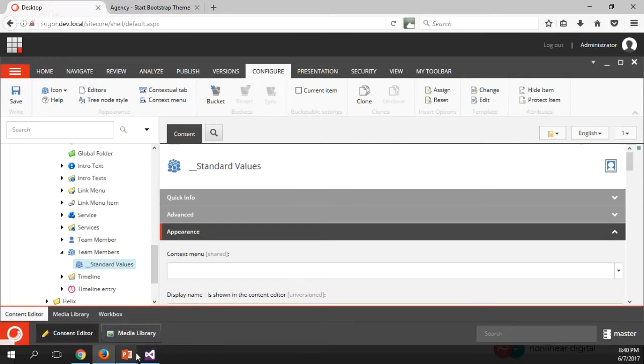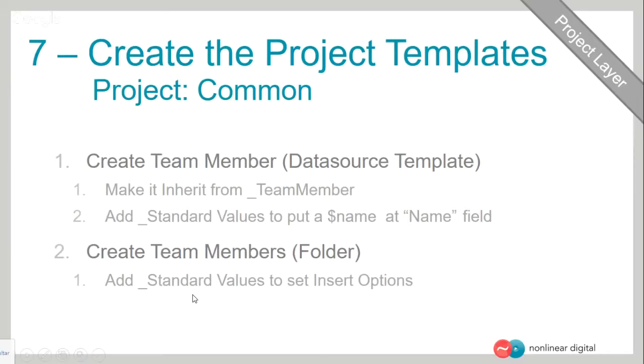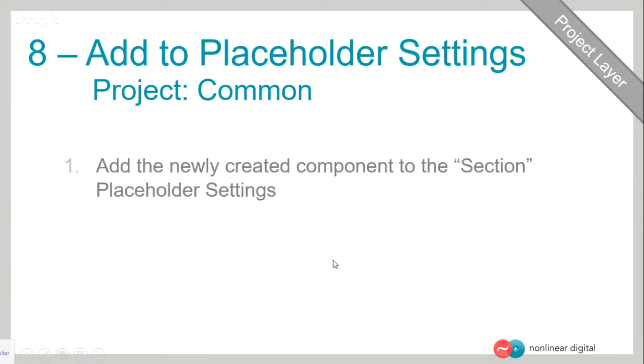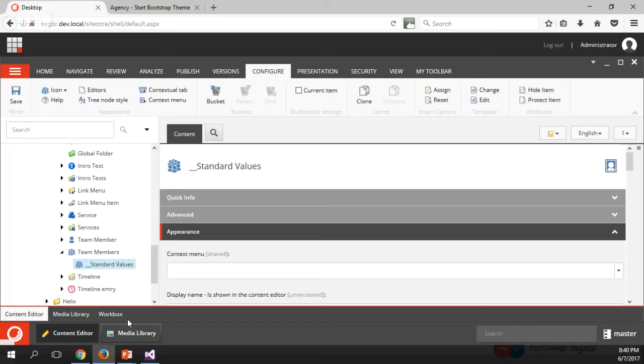Fair enough. Okay, so step 8. Now that we have all that in place, we are going to add the placeholder settings. So it's easy. We are just saying that in a predefined placeholder, that component is going to be placed, is allowed to be placed, and then add everything to TDS. So let's do it.